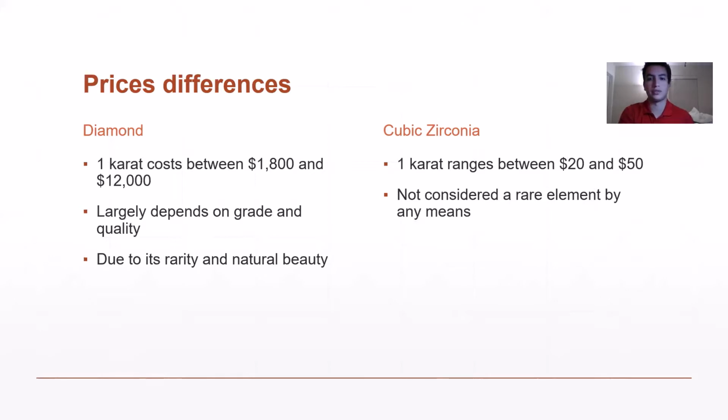However, cubic zirconia is much cheaper because it's lab made and can technically be made whenever they want. There's no such thing as a rare cubic zirconia. Also, diamonds can cost much more because they have fewer flaws, as I mentioned earlier. The grading and quality become higher, therefore they become cleaner and brighter.